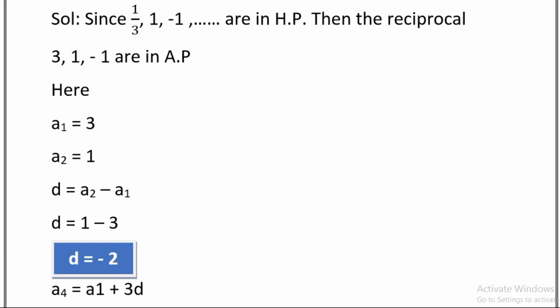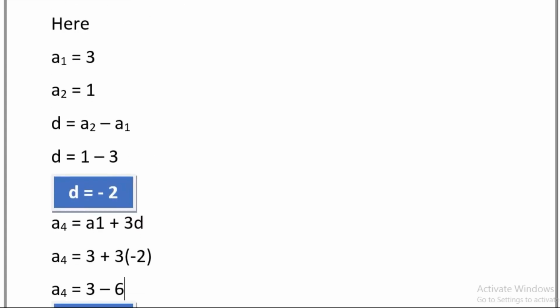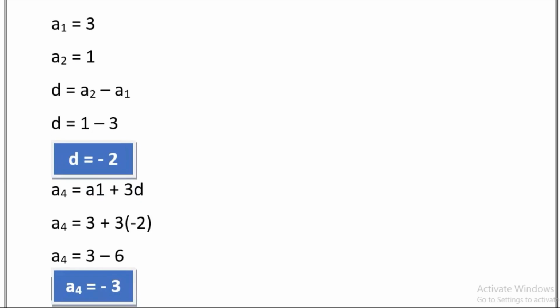So dear students, the first 3 terms are given, that is first 1/3, second 1 and third -1. Next we find the fourth term. So a4 can be written in the form of a1 + 3d. So a1 is 3, plus 3 times d, where d is -2. 3 times -2 is -6, so 3 - 6 is equal to -3. a4 is equal to -3.